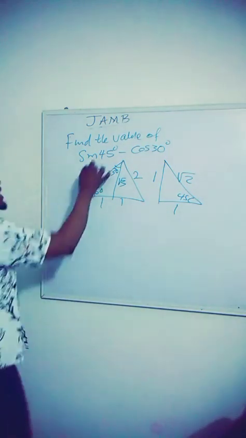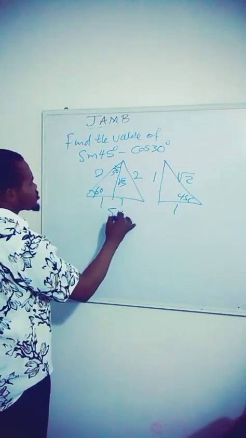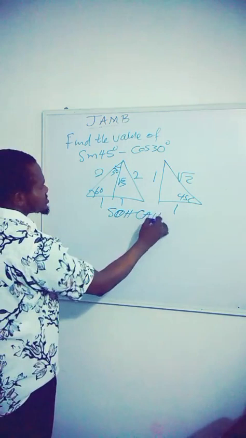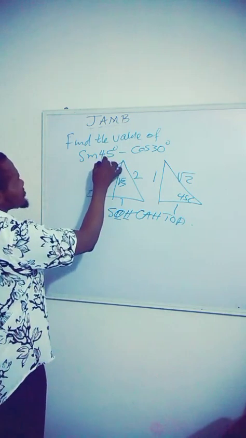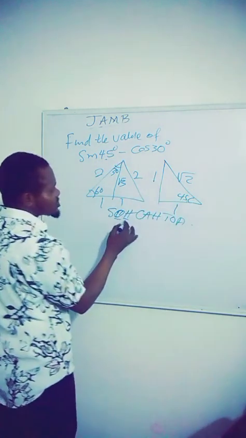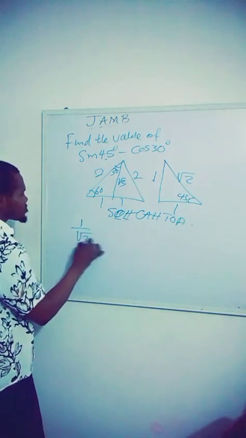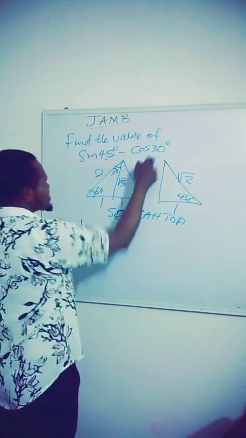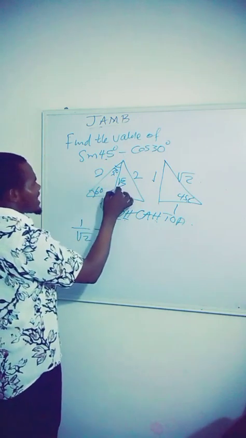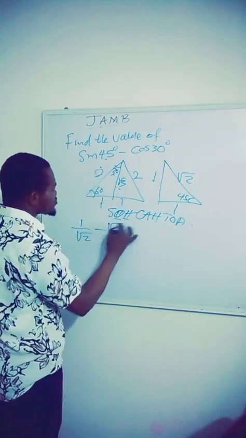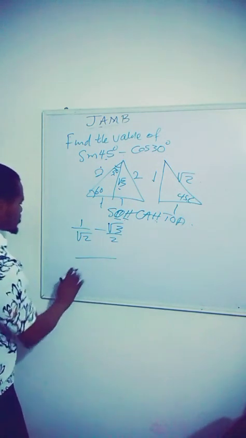So if that is the case, sine is opposite over hypotenuse. So sine 45 is 1 over root 2. Then minus cos 30. Cos 30 is adjacent over hypotenuse, so that is root 3 over 2. So what is the LCM? The LCM is root 2 times 2.